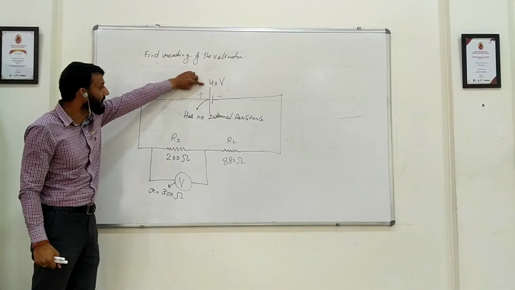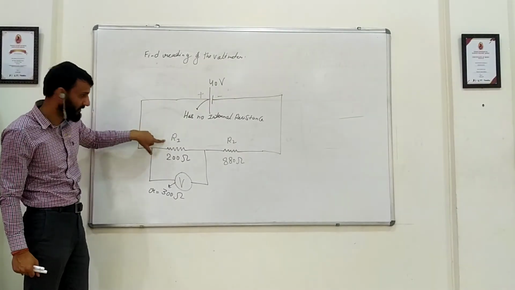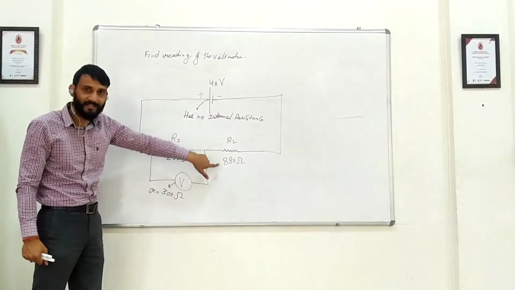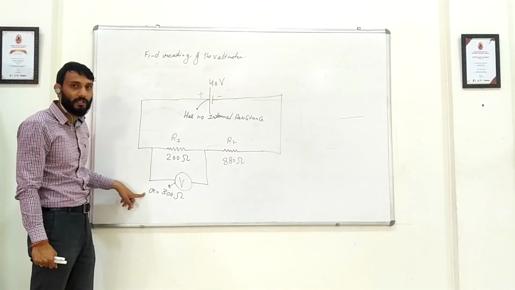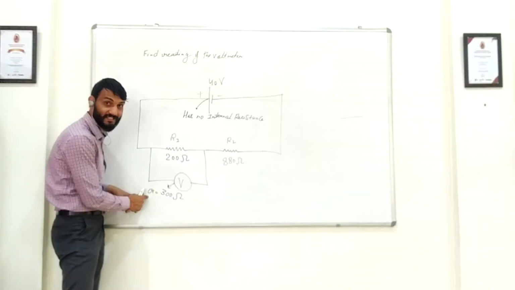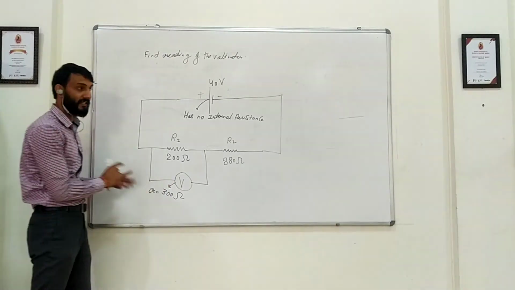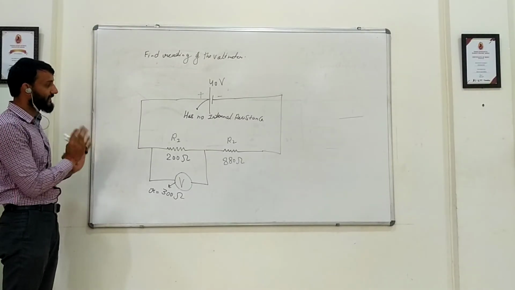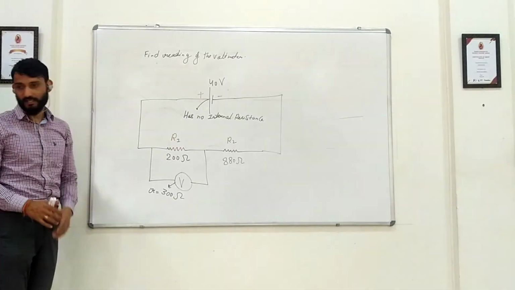Anyway, now the voltage given is 40 volt of the cell. R1 is given as 200 ohm, R2 is given as 880 ohm, and this R, which is 300 ohm, is the internal resistance for the voltmeter. It is given like this. So if you see, the question is the same as the previous one, and in this case you have to find the reading of the voltmeter.